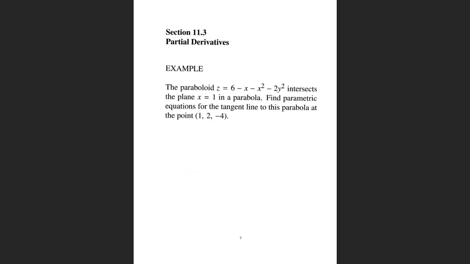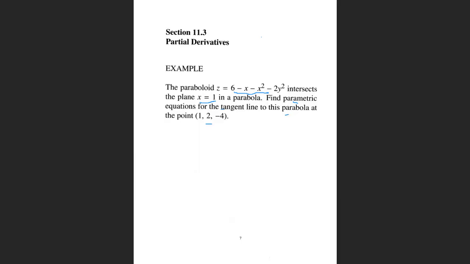Okay, so in this problem, we have a paraboloid. This paraboloid opens downward. And naturally, if you take a vertical plane like x equals 1 and slice the paraboloid, the cut is going to be a parabola. Now, what we want to do is find parametric equations for the tangent line to this parabola at the point (1, 2, -4).